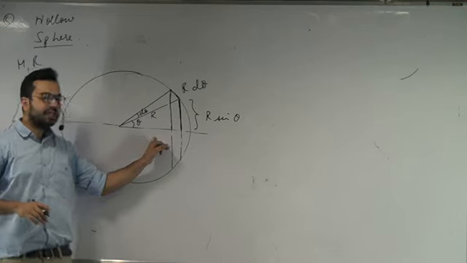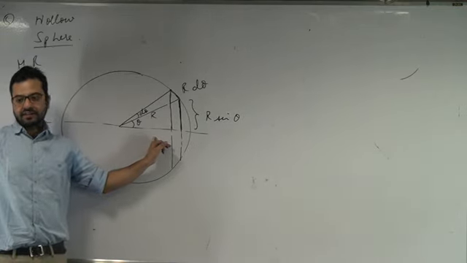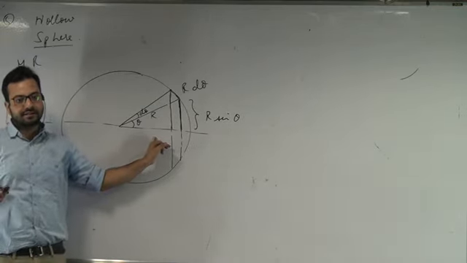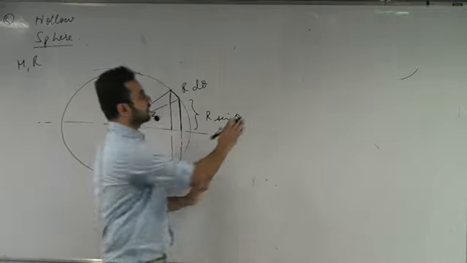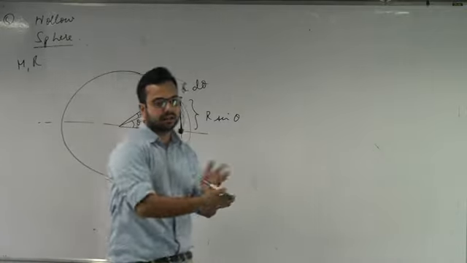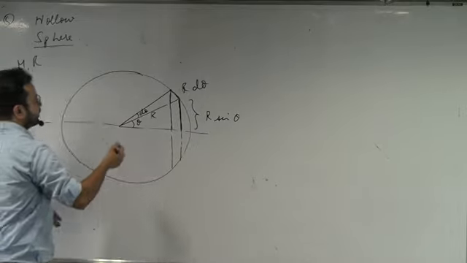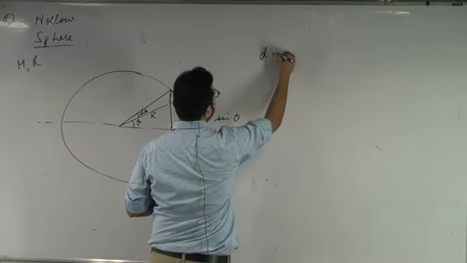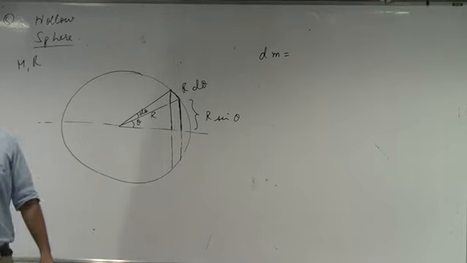Okay. So we get a ring which has a thickness of r d theta and which has a radius of r sin theta. So our job is almost done. Now everything is purely mathematical. So how do we choose dm? No, not how do we choose dm. How do we calculate dm? Now what will be dm?